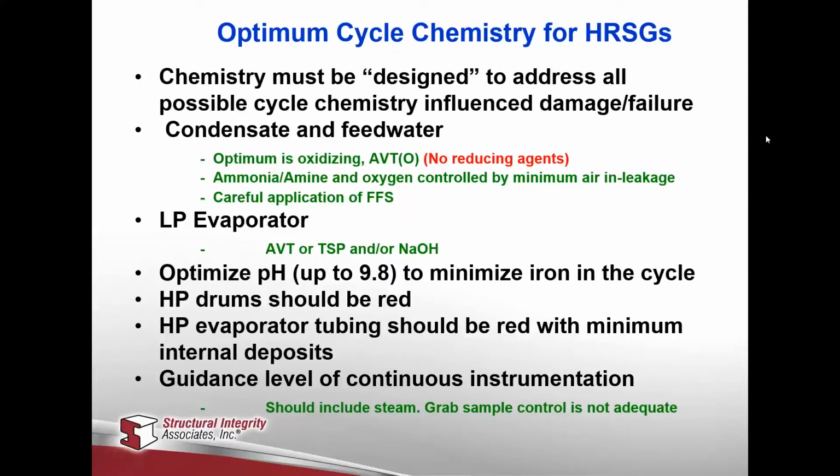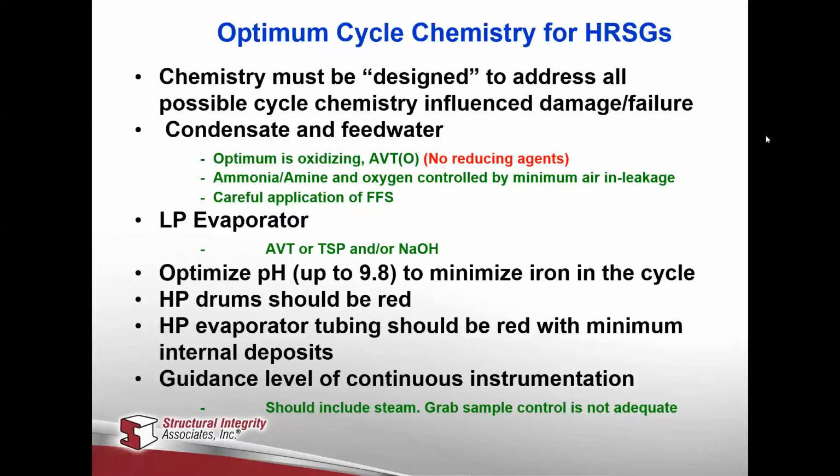In the condensate and feed water of these combined cycle HRSG plants, we like to have oxidizing treatments. And that means we call that AVT(O), all volatile treatment oxidizing. That means not having any reducing agents. And this is to control and to prevent single phase FAC from taking place. We also know that we need to add ammonia or an amine, and oxygen control by minimum air in-leakage. And most recently, we have to have very careful application of FFS, because these film forming substances do not have the same level of understanding as the previous chemistries, which have been around for 25 or 30 years.